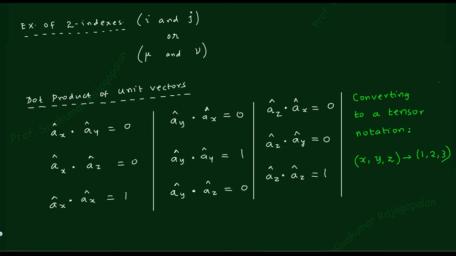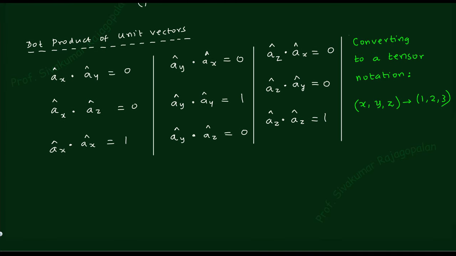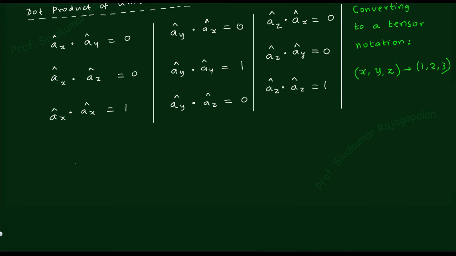You remember, are you able to see all the 9 equations? x dot y, x dot x, y dot x, etc. All these 9 equations can be written down as a single equation. That is why it is advantageous. And we will call this a tensor later. So let me write down a_i, then you have a dot product, then you have a_j.